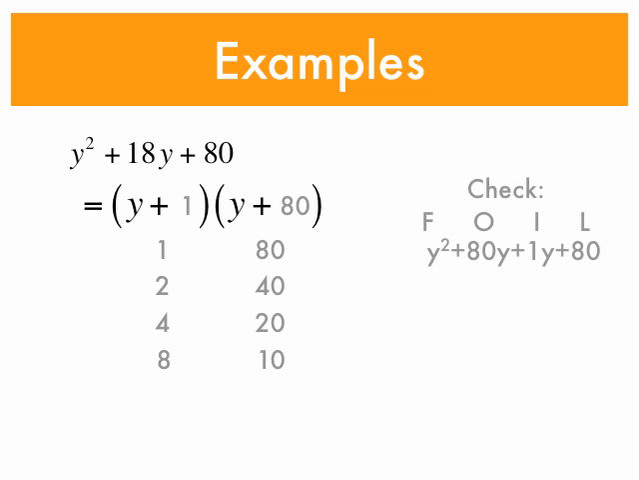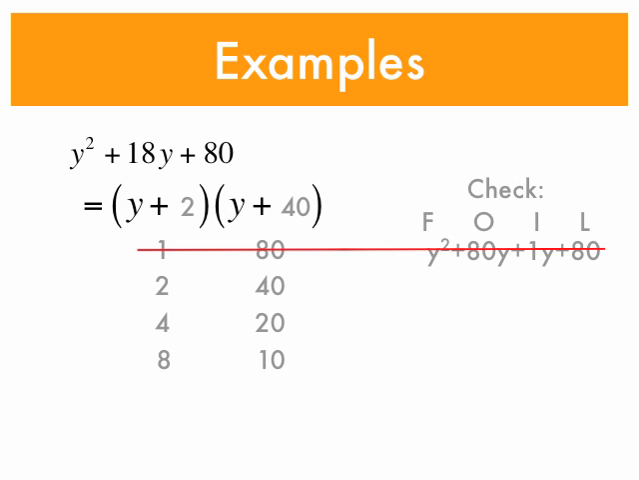So did this work? If I FOIL that, do I get the thing I started with? Well, it almost looks similar, but it's not the same. I'd have y squared, that's the same, but I want 18y, and if I do it this way, I get 81y, so that doesn't work. I'm going to cross it out. So let's try our next pair.